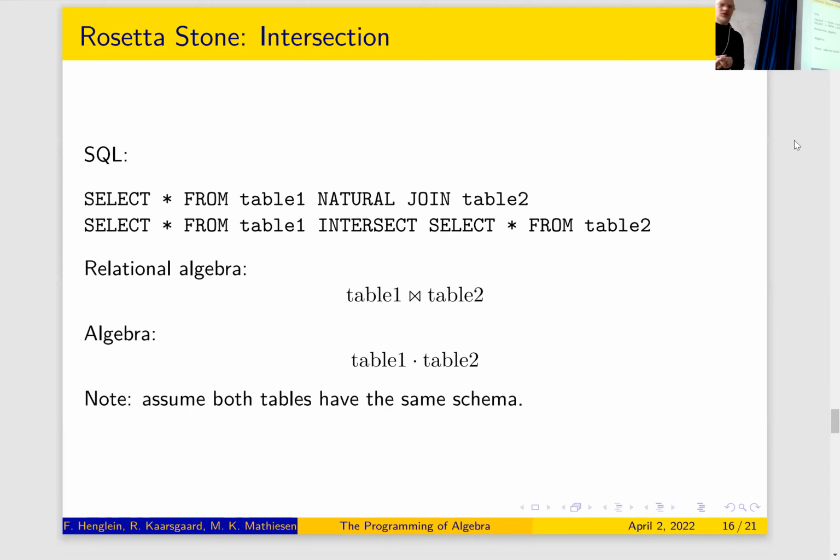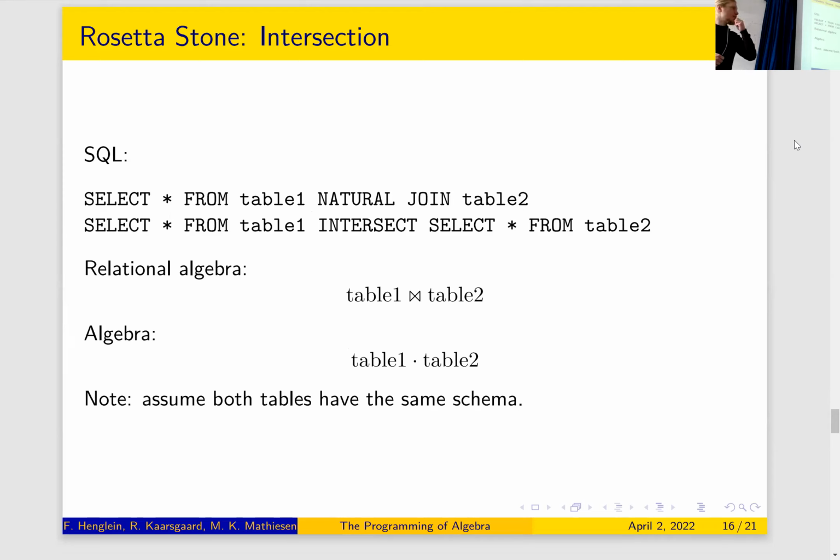Intersection is, well, again, there's an intersect operator in SQL. It's kind of like the set operator. Another way to do intersection is to take two tables with the same schema and then take their natural join, which actually corresponds more closely to what our intersection operator is, which is just the algebra structure multiplication.